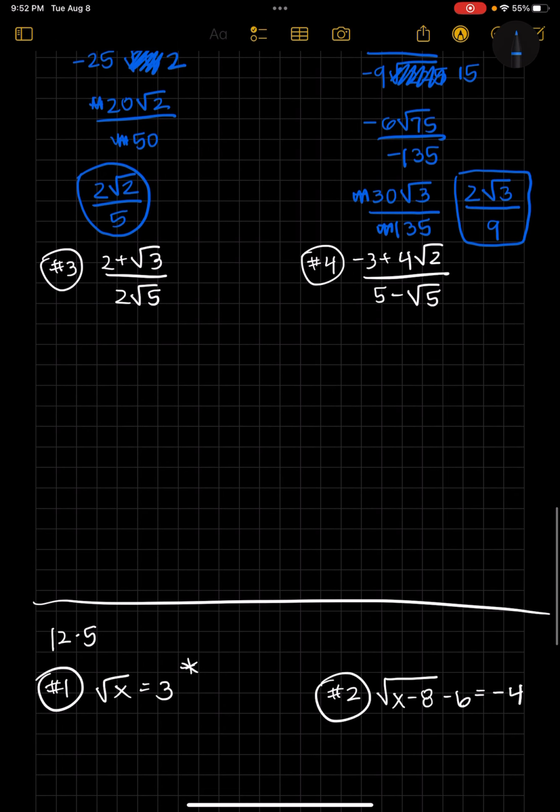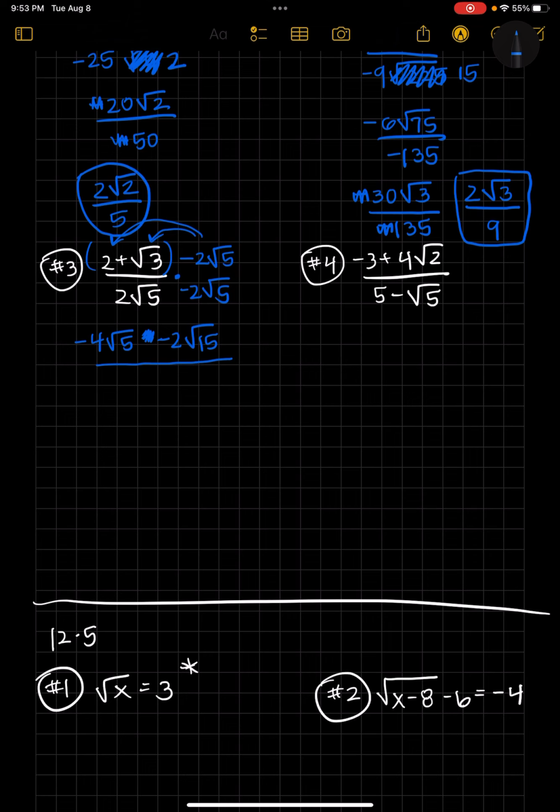Okay. Almost there. So again, on example number 3, I'm going to multiply by negative 2 root 5 on top and on bottom because what I do to the top, I also have to do to the bottom. On this top, I have to distribute this to the 2 and to the root 3. So I'm going to end up with negative 4 root 5 plus negative 2 root 15. So I really don't need that plus there. I can just say minus 2 root 15.